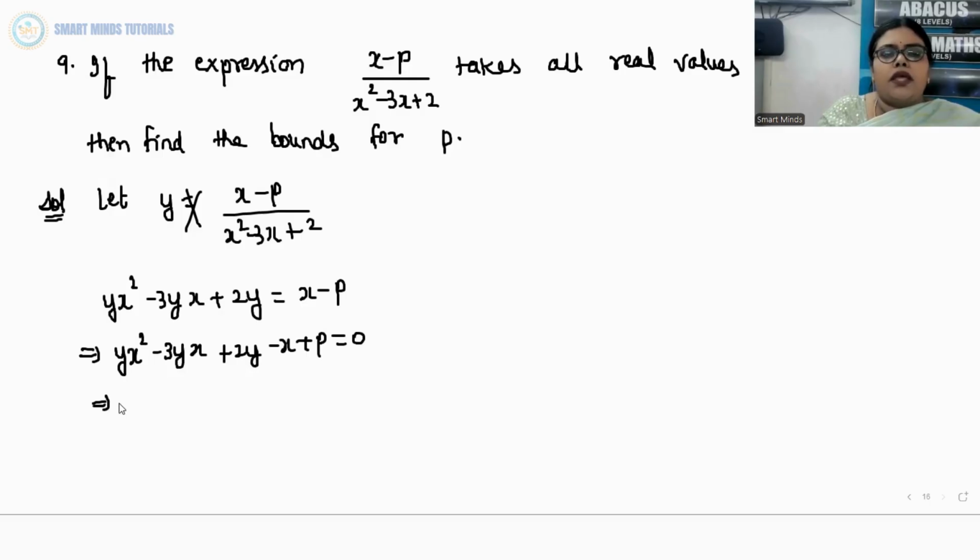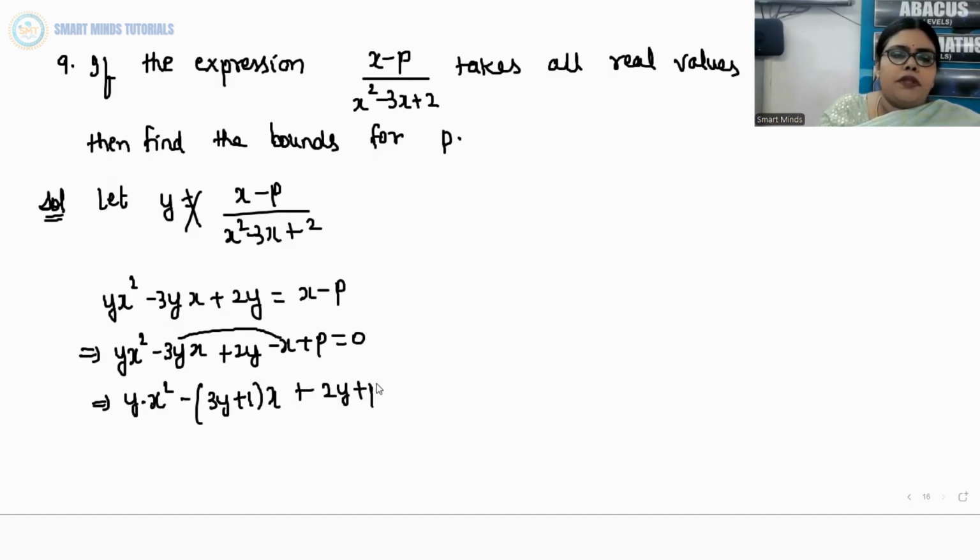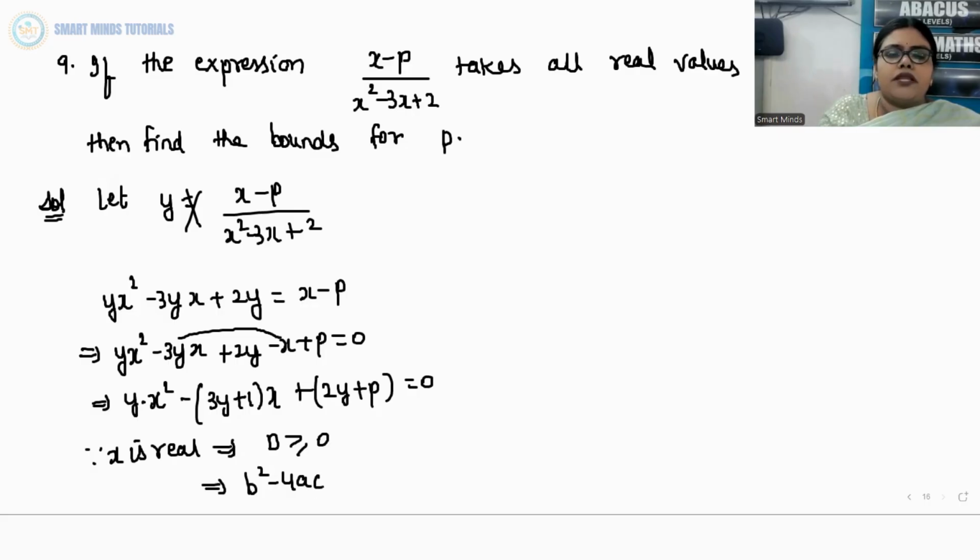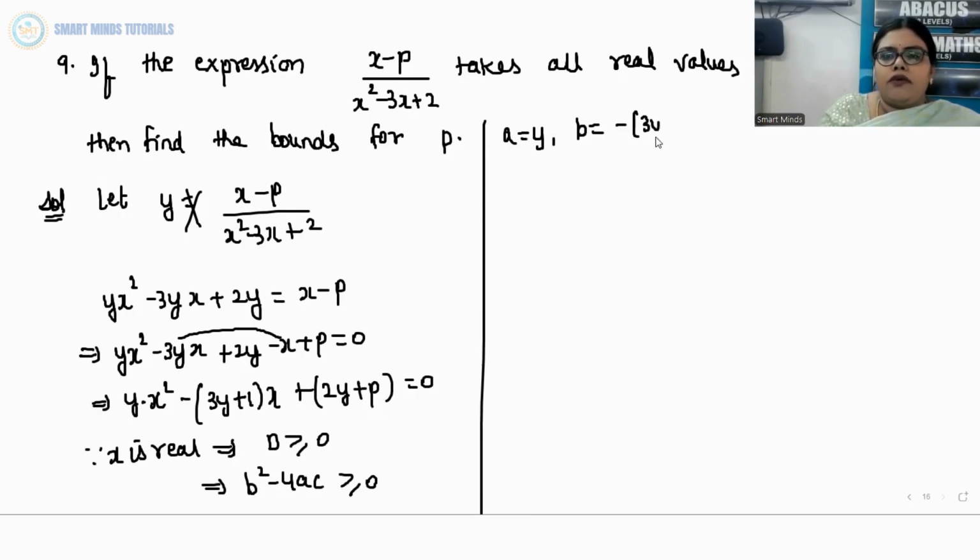Now we separate x square terms, x terms and constants. So y into x square. From these two terms, if we take minus common and also if we take x common, we get this term. Then 2y plus p equals 0. Now here, since x is real, you can say discriminant is greater than or equal to 0. Discriminant is b square minus 4ac greater than or equal to 0. Now in the place of a you have y, in the place of b you have minus of 3y plus 1, in the place of c you have 2y plus p.